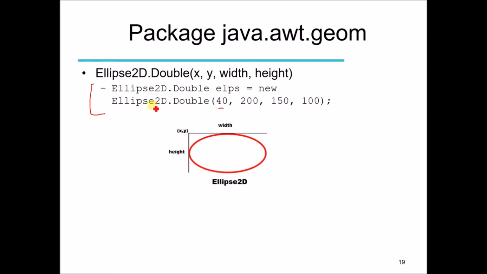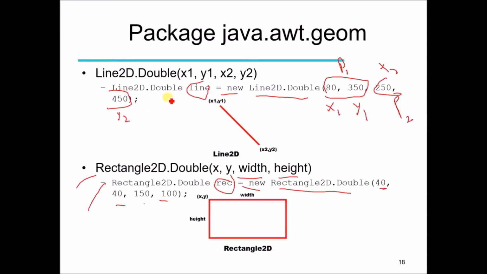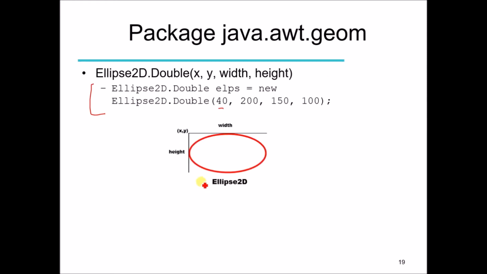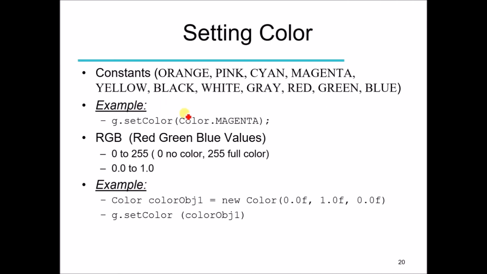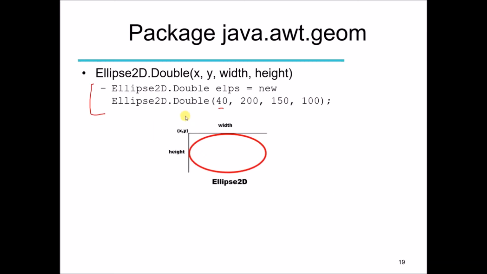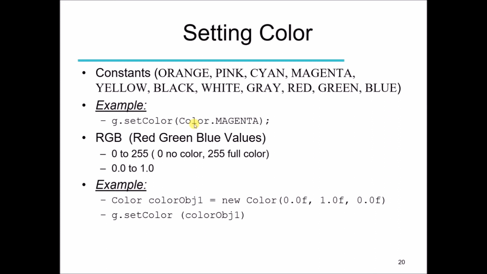So by using these three statements, that is Line2D.Double creating this object, then Rectangle2D.Double creating the rect object, and Ellipse2D.Double ells, we can create the three objects. As I told you, we will see an example of how we can use these objects to actually draw them on the screen by calling the draw method. Right now I am just explaining how to construct the object.